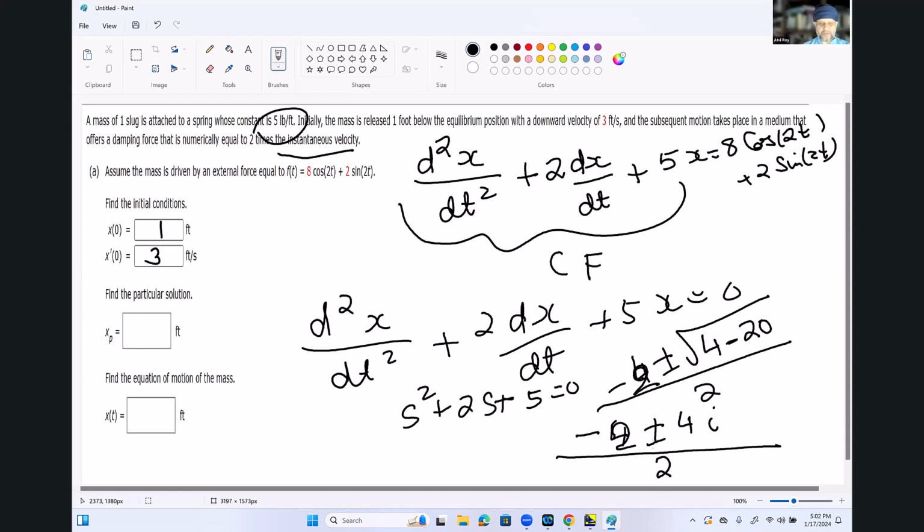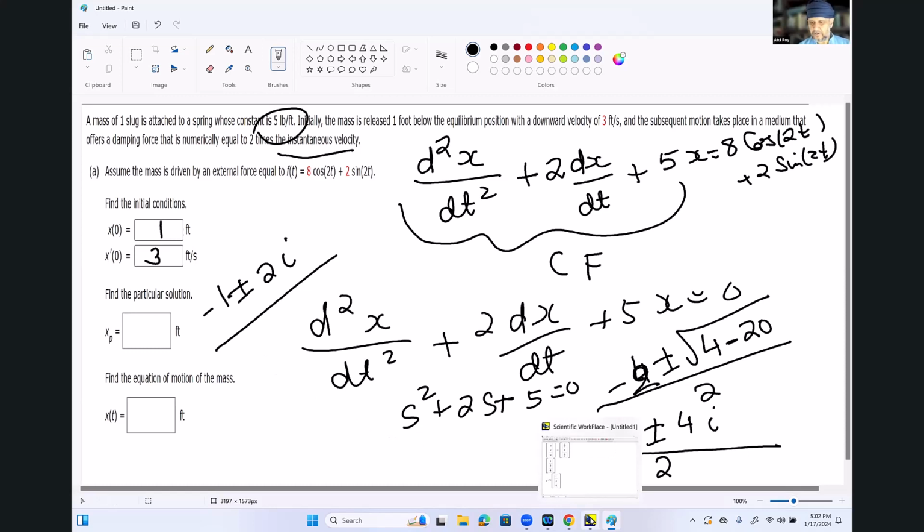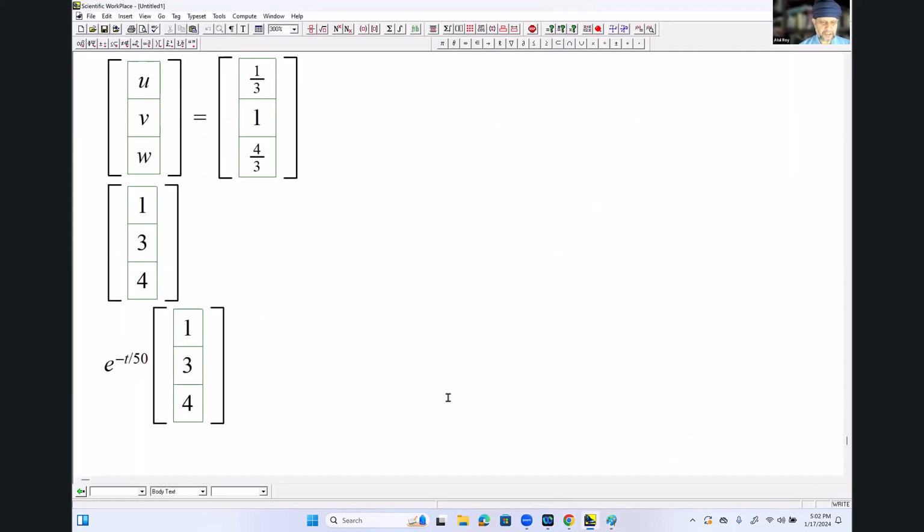So what we get is negative 1 plus or minus 2i, right? Good. So our complementary function would be, let's take it to the notebook because it'll be much easier there. So I got the equation. I can write it up, okay? One second.